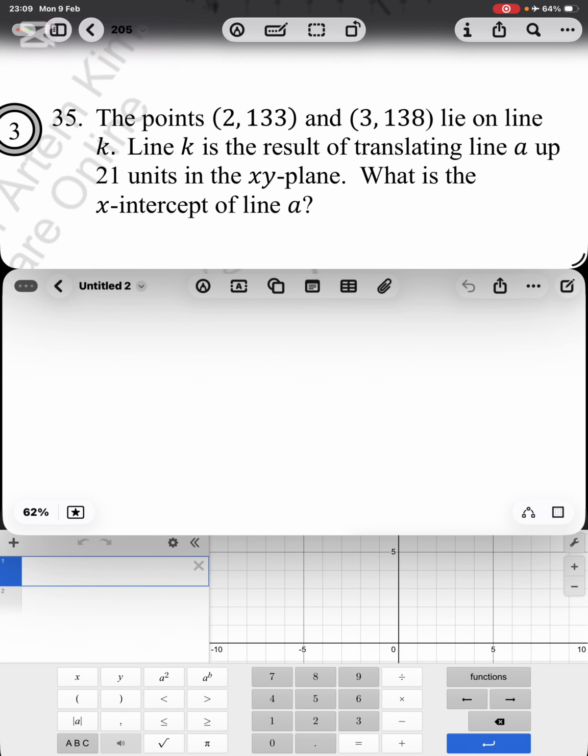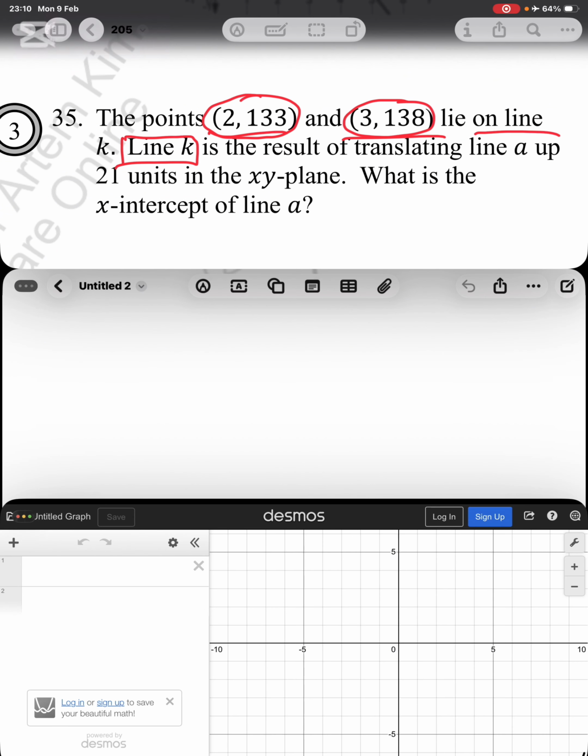So in this SAT question, we are given points, and it says that they lie on the line K. So to work on this SAT question, we have to find the equation of a line. As you can see, these numbers are so huge, right? In this case, it's recommended to just use the Desmos calculator at this point to create the equation of the line.